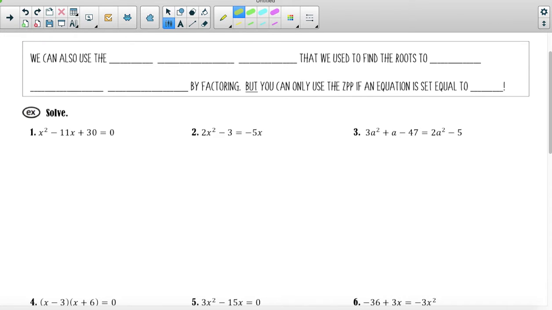This video is on solving quadratic equations. To solve quadratic equations, we're going to use two different forms, which is factored form and standard form. In order to solve quadratic equations, we can use what's called the zero product property that we use to find the roots. We've already used them to find the roots to solve the equation.